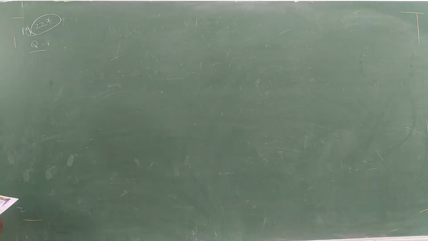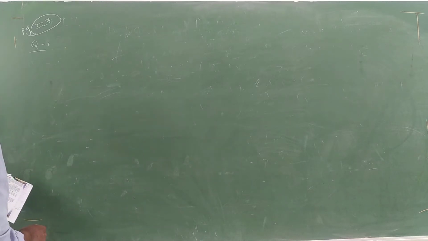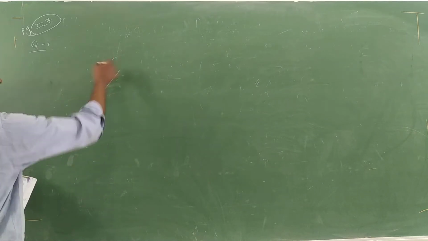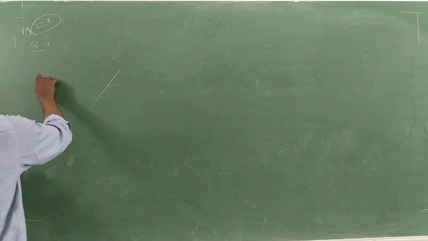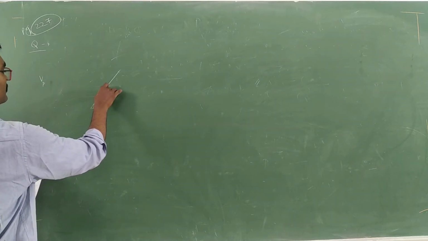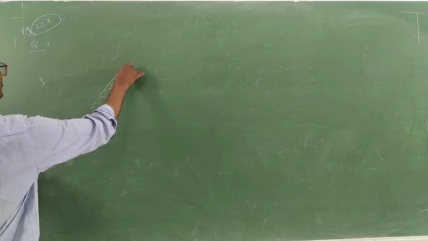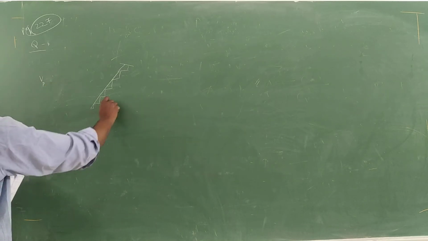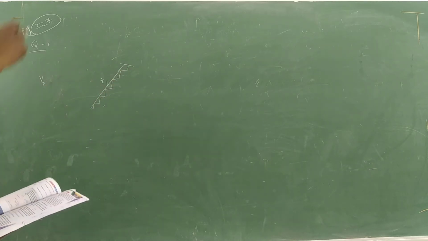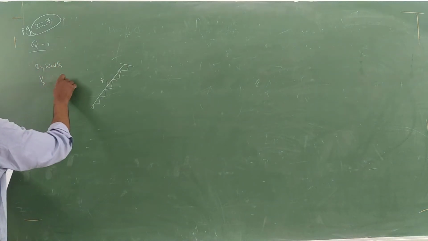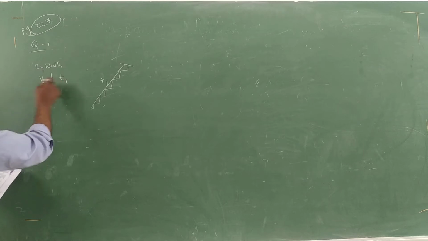Next question. A person walks up a stalled escalator in 90 seconds. So there is an escalator, he is climbing only by walking. The velocity of the person is Vp, and he reaches the top point. He takes a time of t1 seconds to reach that point by walking alone.